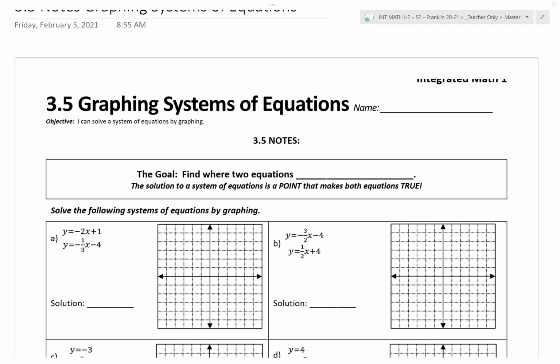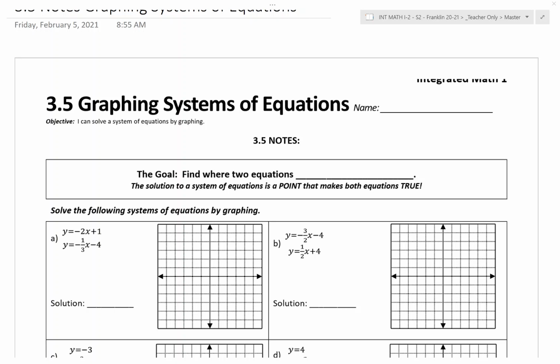We are going to begin looking at systems of equations and how to solve them. In today's notes, we're going to look at the method of graphing to solve a system. A system of equations is just two or more equations, and that's called a system. The solution to a system of equations, if we use graphing as the method, is a point that makes both equations true. So it's an ordered pair, an xy pair, a single point that makes both equations true.